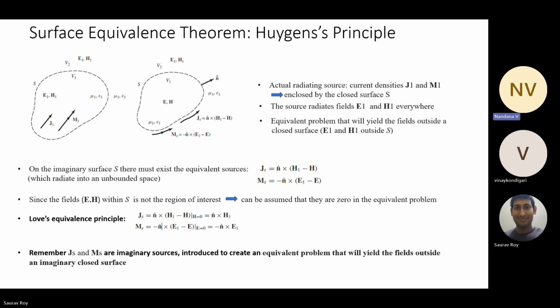The surface equivalence theorem will be modified by using this PMC or PEC. That is Love's equivalence principle. Exactly, we assume that E and H would be 0. So how can we make this 0? We assume a PEC or PMC on the surface S.